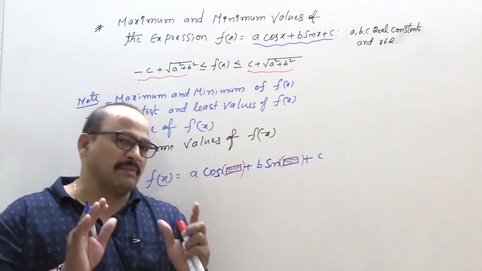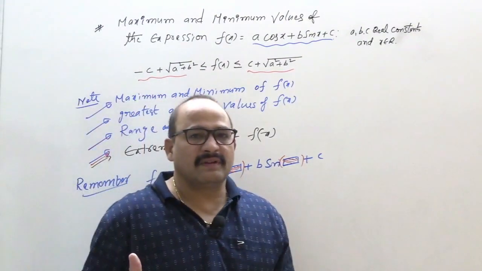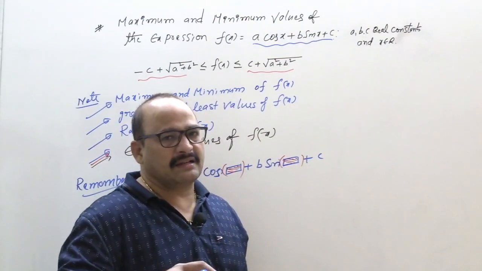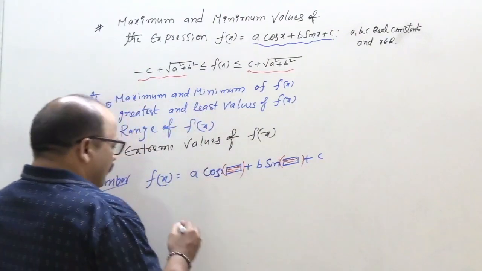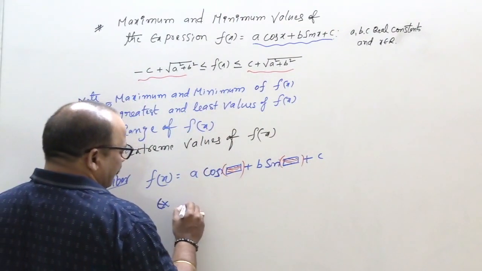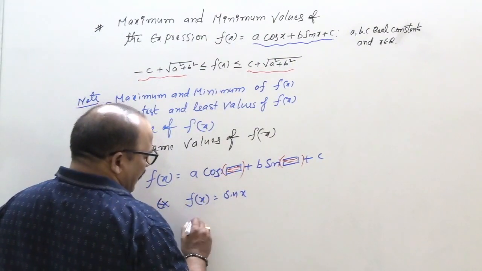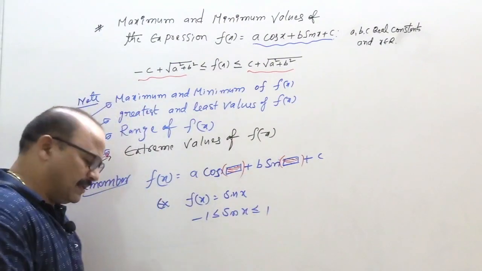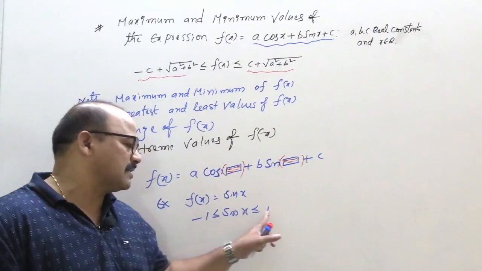Next, one more student mistake. You know the sin x function, like a cobra, that is the snake structure. For example, students, f of x is equal to sin x. The maximum value of sin x is plus 1, and the minimum value is minus 1. This is the minimum, students, and this is the maximum.